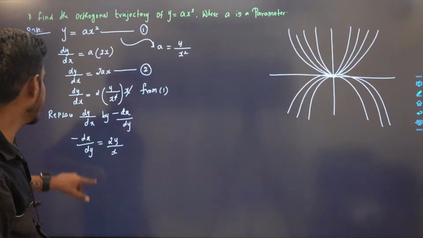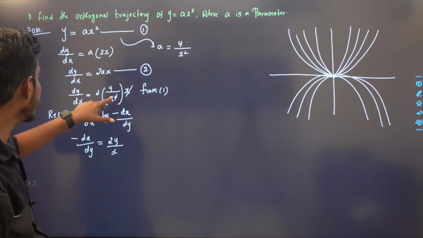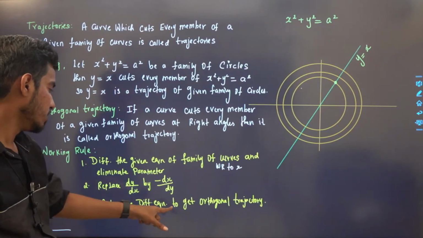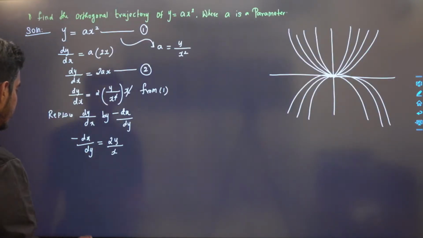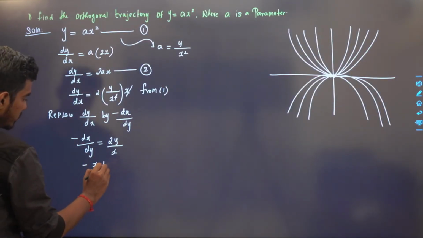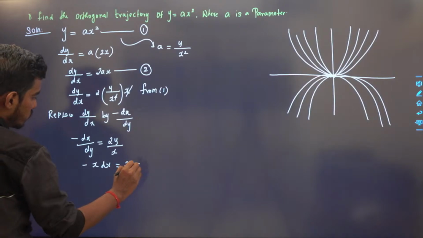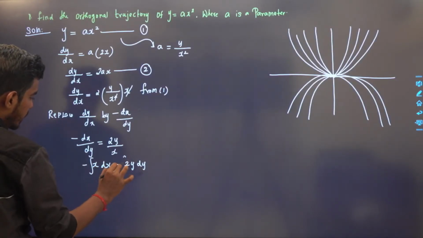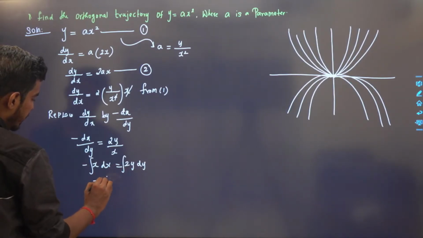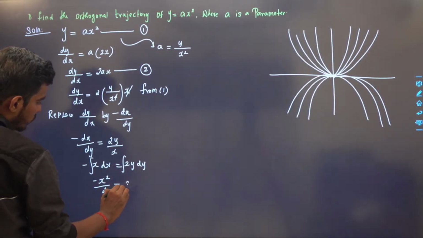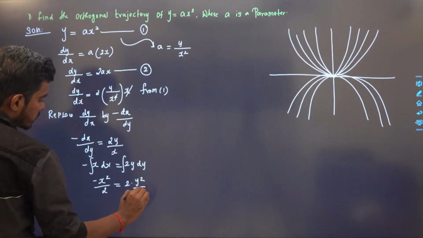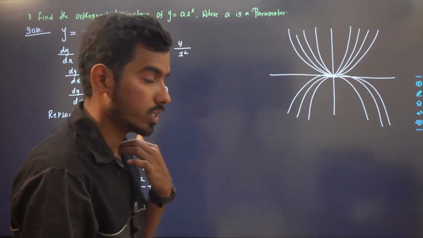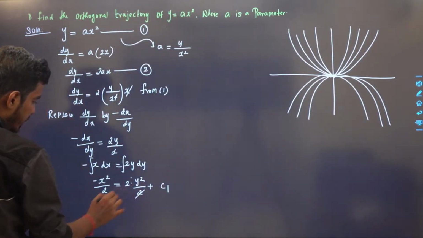So the first step is differentiate with respect to x, eliminate the parameter, replace dy by dx by minus dx by dy, and solve the differential equation to get the orthogonal trajectory. We need to solve this equation. That's it. So we will have minus x dx is equal to 2y dy. Now integrate this. So we will have minus x square by 2, 2 into y square by 2. Let us take a constant to be c1, right? So these two will get cancelled.